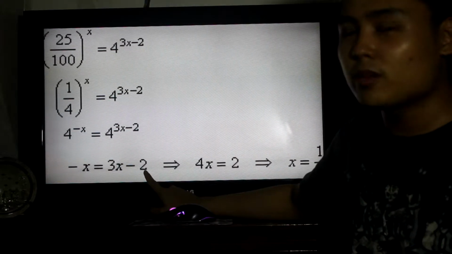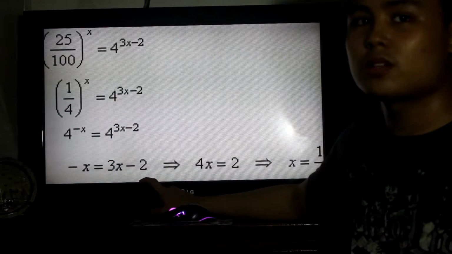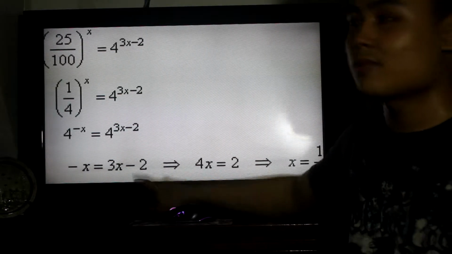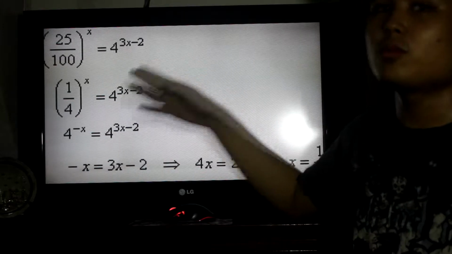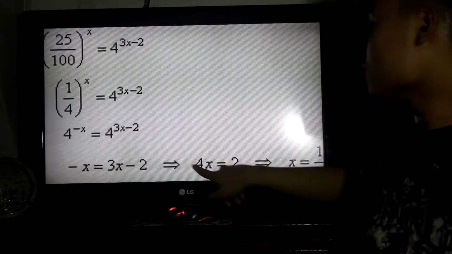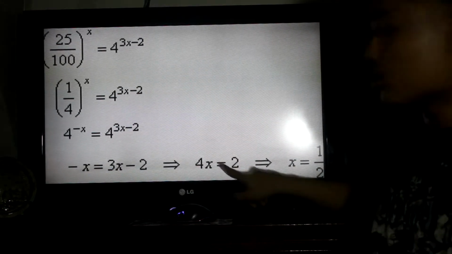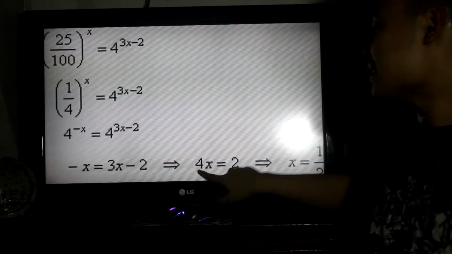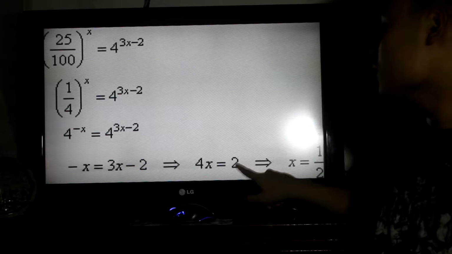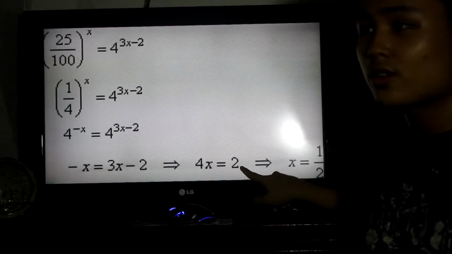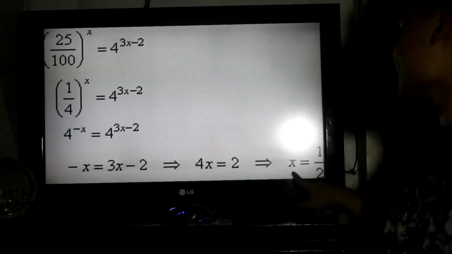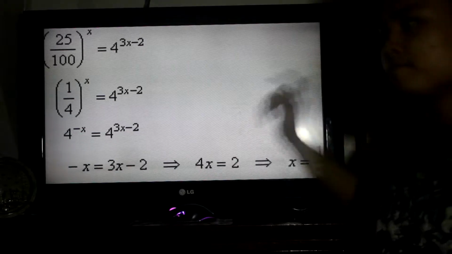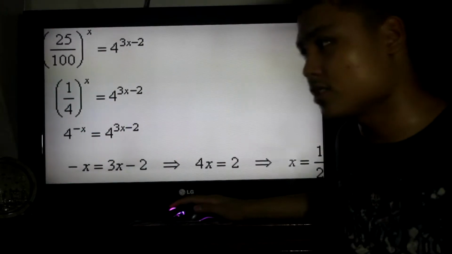Since bawal tayong magkaroon ng negative na x, pwede natin siyang i-multiply sa negative 1. So, 4x is equals to 2, or using the division property, cancel natin si 4, lipat natin dito: 2 divided by 4, or 2 over 4, or simply, x is equals to 1 half. So, yun yung exponential function.